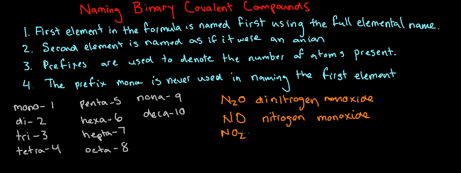Same thing. Nitrogen is the leading element, oxygen is the second one, so it will be named as an anion, and there are 2. So this is nitrogen dioxide.